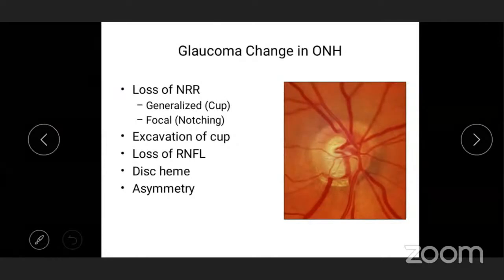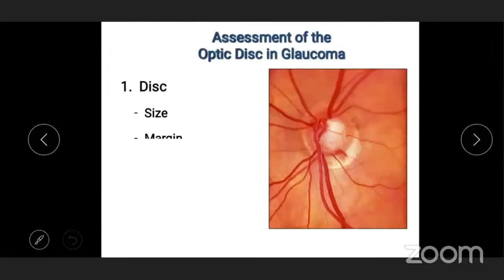And once you have focal, please look at the highlighting I'll show you. Once you have a focal loss, then that's known as notching, which I'll show you. And only when you have generalized loss of the rim, then you get what you write most commonly, the cup. So evaluation of the cup, again, we'll talk about. The vertical one is more important. Loss of RNFL, disc hemorrhage, and asymmetry. This is not the complete list, but the most important ones to take home message.